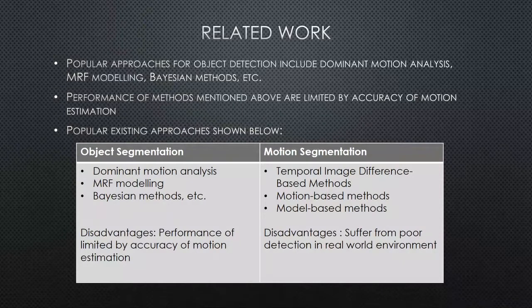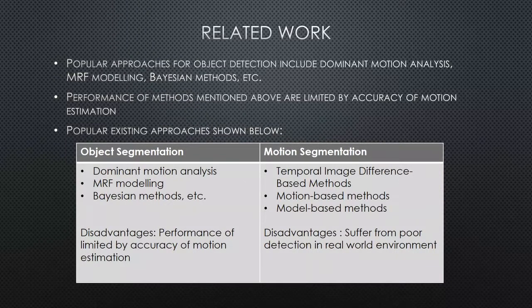Some of the object segmentation algorithms that do exist are dominant motion analysis, MRF modeling, and the Bayesian methods. The only disadvantage that object segmentation has is that the performance is limited by the accuracy of motion estimation. That means that in the process of detecting each and every object and entity separately, somewhere we compromise the detection of motion, which is our primary objective.